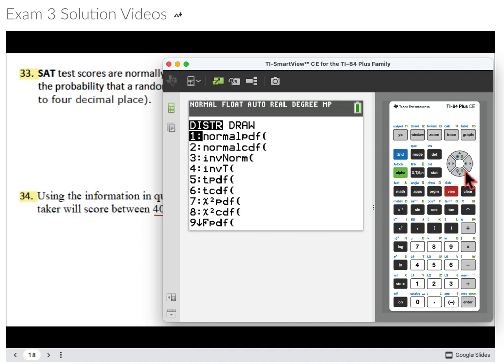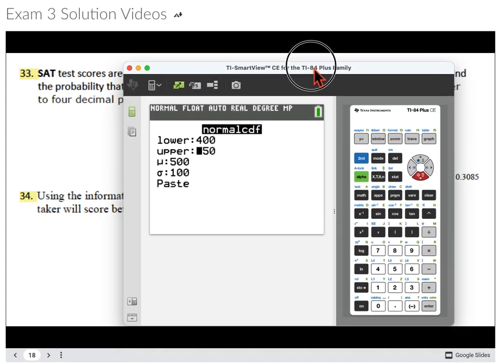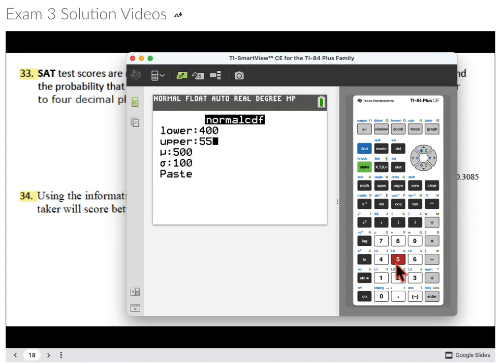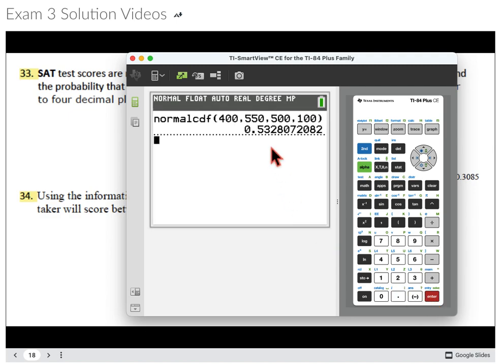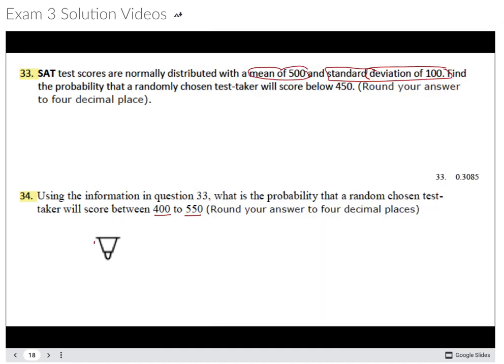Quick way is to do a normal CDF. We can, in this case, put the lower bound as 400, the upper bound as 550. Is that right? Yes, 550. It remembers the mean and standard deviation from the last one, and we get it, and that's 53%. 0.5328 because they want 4 decimal places.